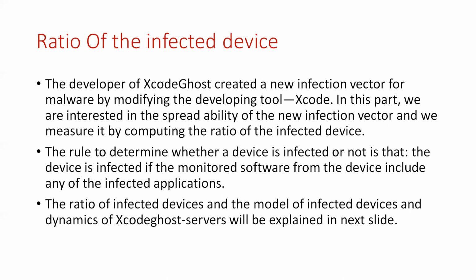So let's have a look at this slide, which is about the ratio of the infected device. In the second point, we know the rule to determine whether a device, meaning a smartphone, is infected or not: the device is infected if the monitored software from the device includes any infected applications, meaning the monitored software includes any virus or malware.